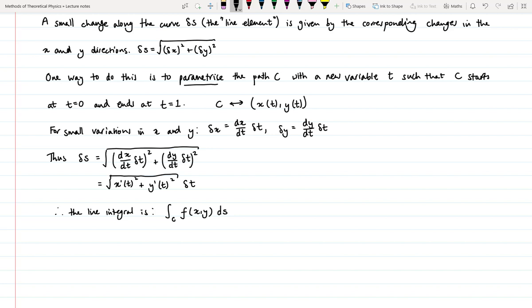We said that we want to parameterize the path in terms of t. That means we can write this as the integral from t equals 0 to 1 of the function, now written in terms of t, and then times the line element, also in terms of t. This is an integral with respect to the variable t. That's how we do line integrals for real multivariable functions.